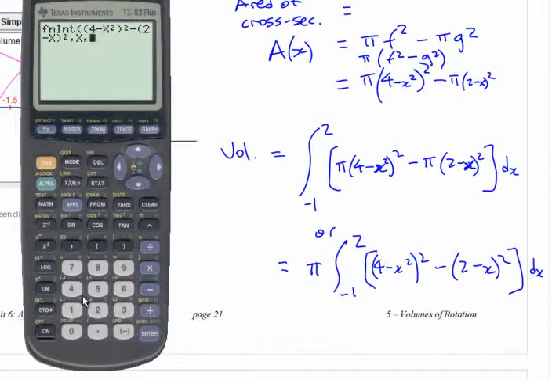And what were the boundaries? Negative 1 and 2. Now don't forget that's not including pi. I haven't multiplied it by pi yet, right? 108 over 5 and then times pi, if you want it. So 67.85. That's what that computer applet gave us as well, right?